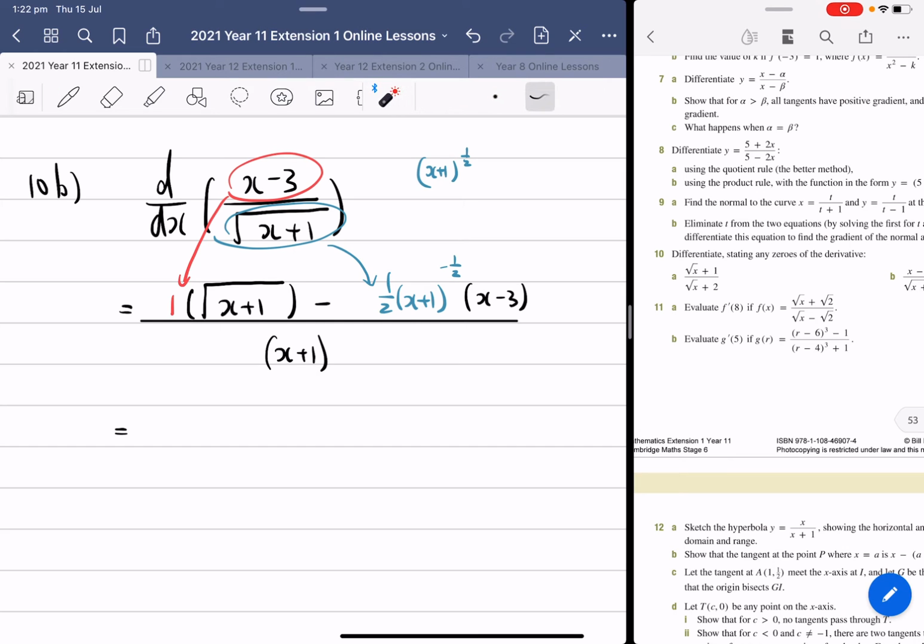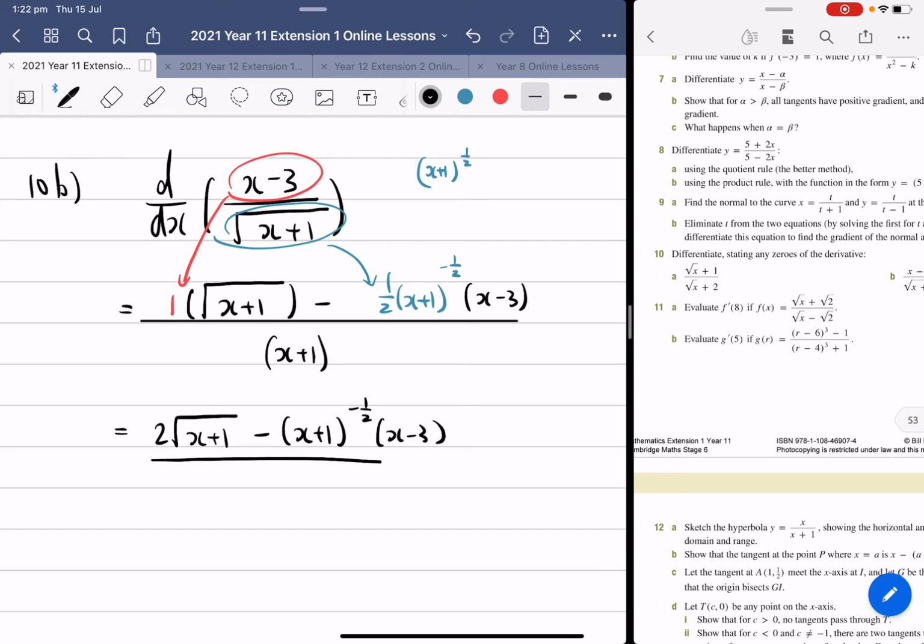So how do I simplify this? There's a half here, there's another negative half there. So the first step you can do, as a separate step, is times everything by 2 first. So that would be a 2, and that would be just x plus 1 to the power of negative half, x minus 3. What I did here is I times both the top and the bottom by 2, just because I want to get rid of the half here. So you also need to have a 2 in front of the denominator, x plus 1.